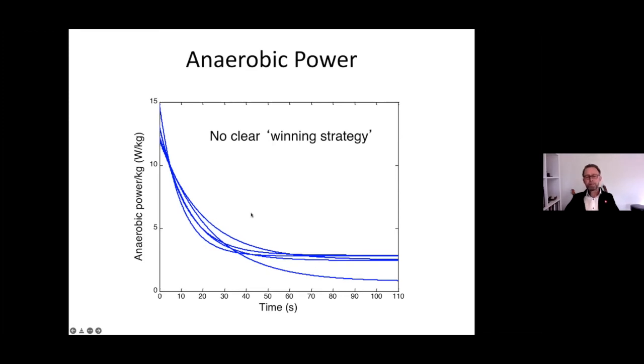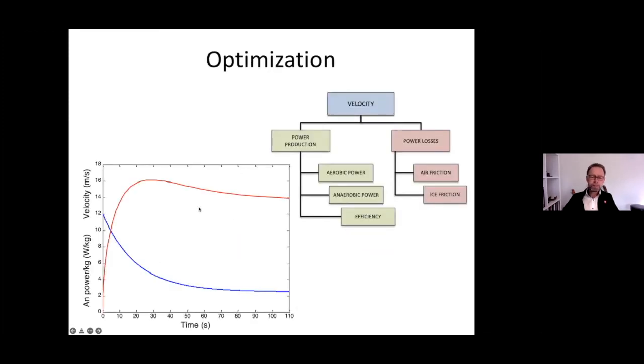So if we have these anaerobic power production profiles during the race, you can say, well, maybe they were not skating optimally. So what we did, we took the model and we took the amount of energy produced during the 1500 meter, and we took as a kind of constraint that the amount of energy under the curve here should have been the same.